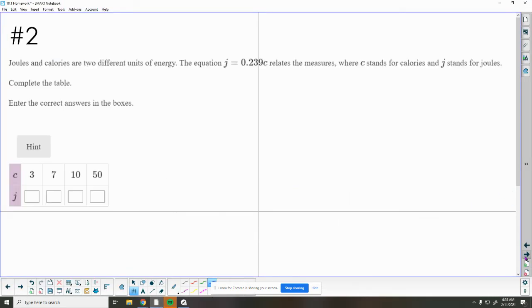Number 2 says that joules and calories are 2 different units of energy. So the equation J for joules equals 0.239 calories. C for calories measures the unit, J for joules. We want to complete this table. So we're just using this equation. We can see here, every time it gave us C, we're looking for J. So I'll help you get started on this first one.